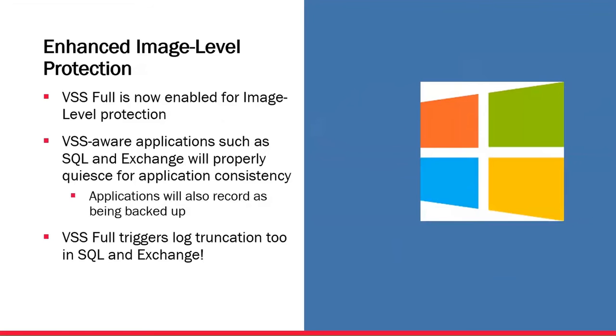Exchange and SQL. What this means is that if I'm running image level backups and I'm running SQL or Exchange, when it begins the backup process, it will quiesce those databases, properly give the blocks, and it will truncate the log as a part of a successful backup. So the VSS full will plug into the APIs of those applications and kick off the proper backup. It'll mark itself as being known as backed up. And when the backup is complete through the APIs with the VSS full, it will truncate the logs too.